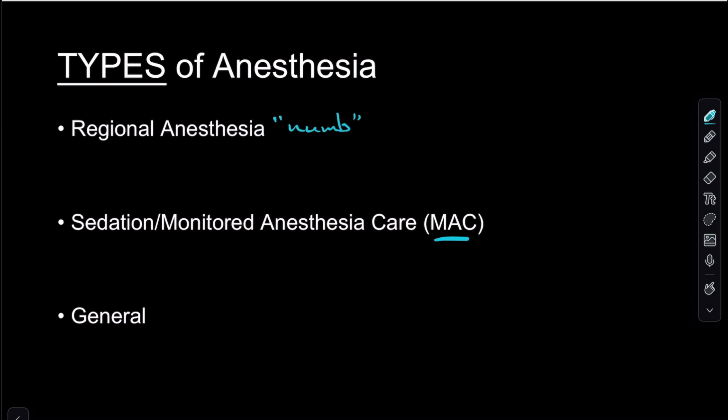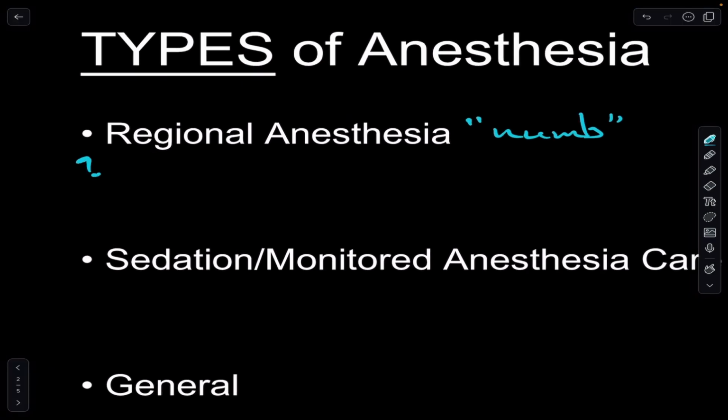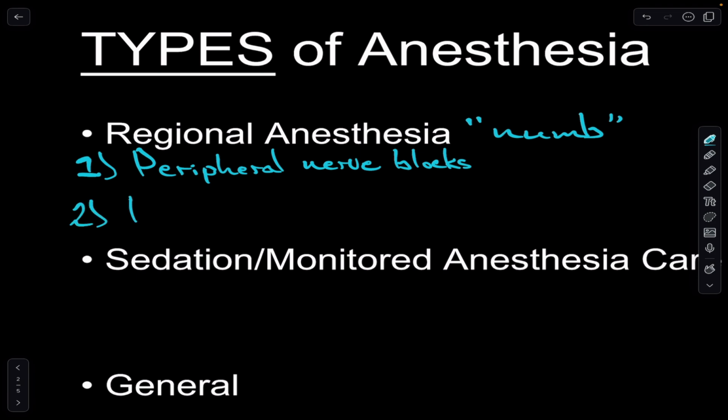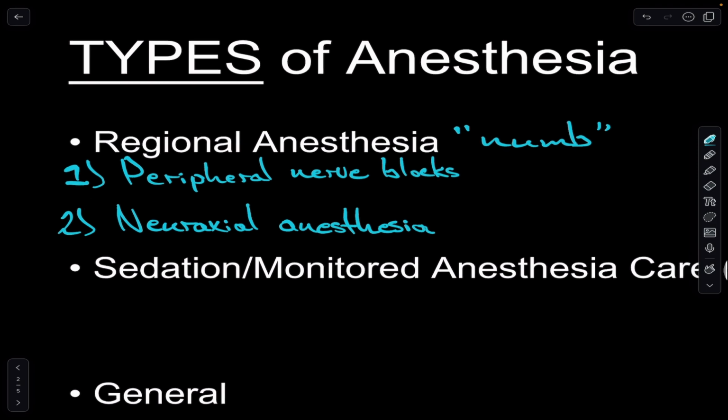Broadly, it could be divided into 2 different categories. So one would be providing peripheral nerve blocks. So this would include like an interscalene or femoral nerve block. And then 2, neuraxial anesthesia. So most commonly would be like an epidural for labor or a spinal for a C-section.